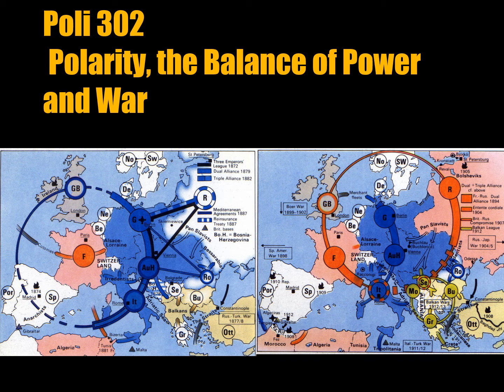Polarity, the balance of power, and war. We're going to take a look at the balance of power theory and its underlying components, including alliances and some of the controversies within it that explains war and peace. First, we need to examine the assumptions of realism, and then we turn to alliances, which are the building blocks of balance of power mechanics.